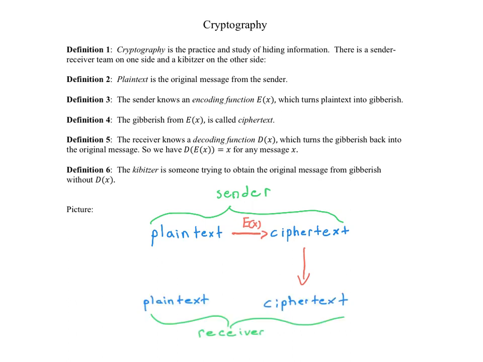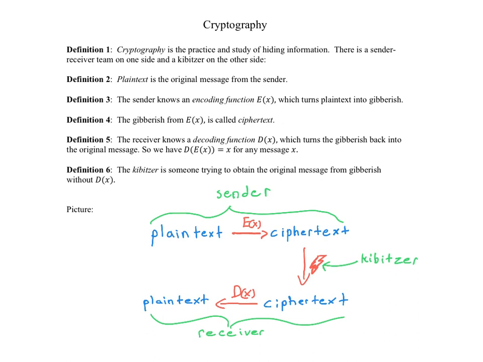The receiver would receive this ciphertext, something that they can't read, and would like to change that into something that they can read. So they change it into plain text, and they do that with what we call the decoding function. There's one more person in this picture that we should involve: the kibitzer. The kibitzer is trying to attack the message along the way.